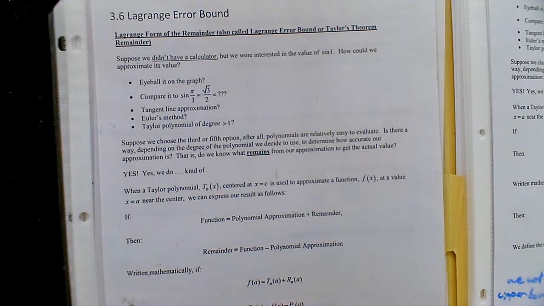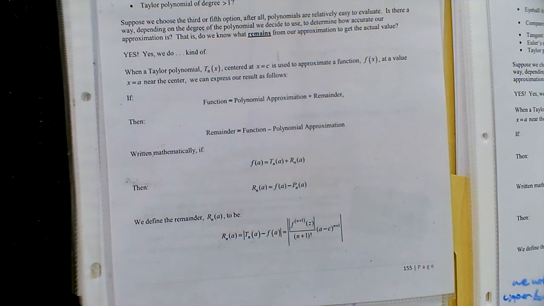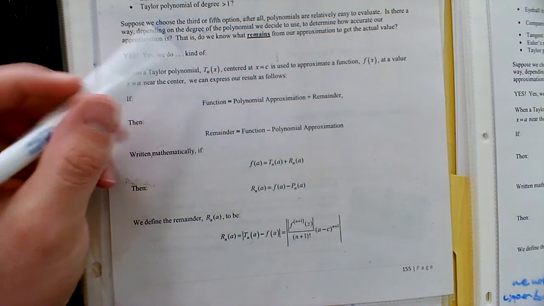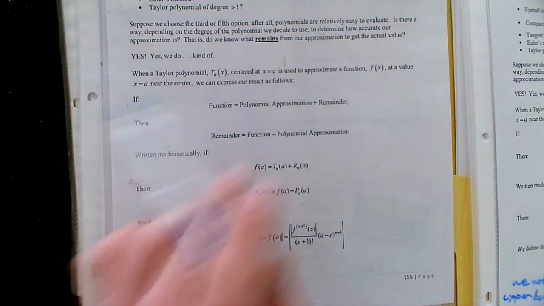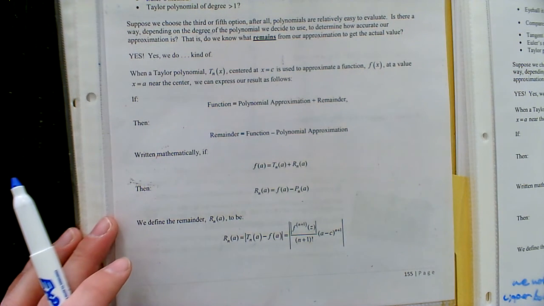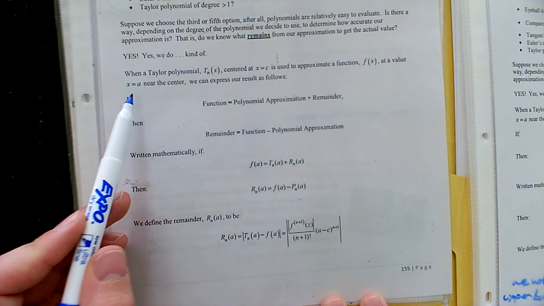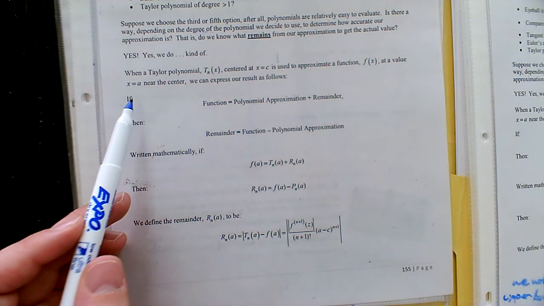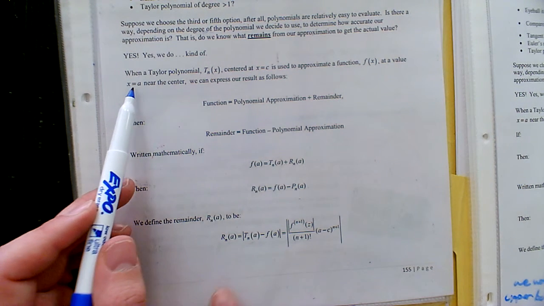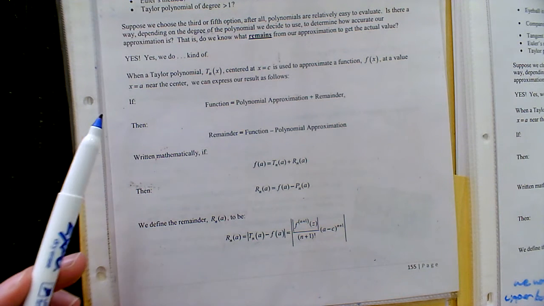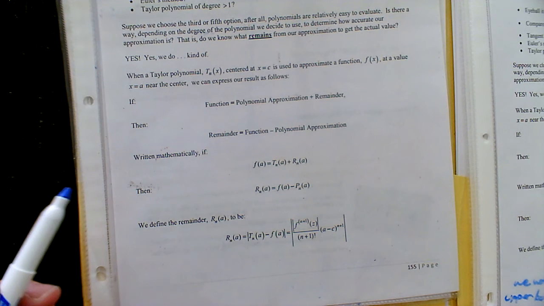Moving forward, the rest of this page is really just going to be our setup of what we're going to be using with the problems. Okay, so we're going to have a Taylor polynomial. T of n is going to represent a Taylor polynomial of degree n, centered at some x equals c, used to approximate a function f of x at a value of x equals a. So again, we're trying to evaluate at some specific value. We want to approximate at that value x equals a, near the center. So this is how you would express your results.